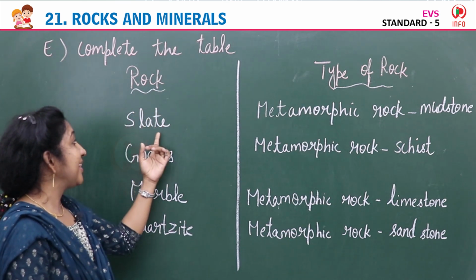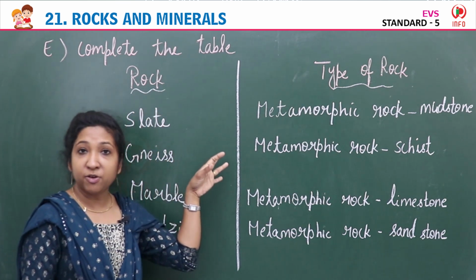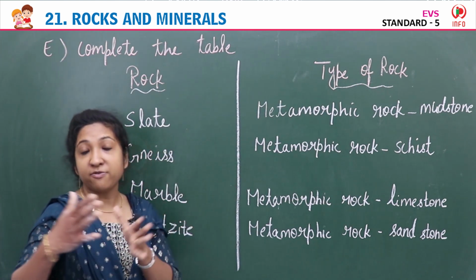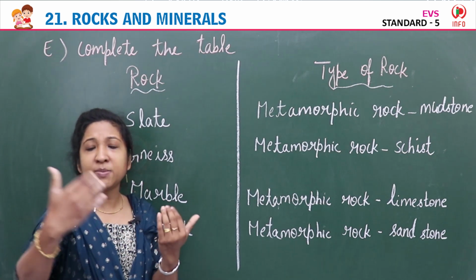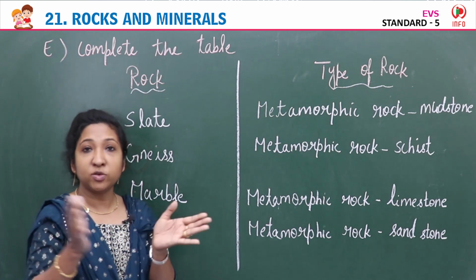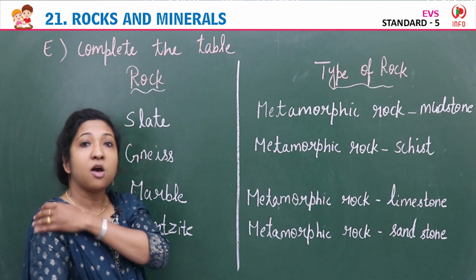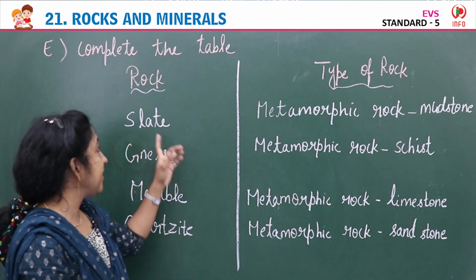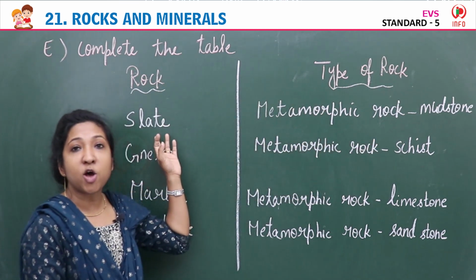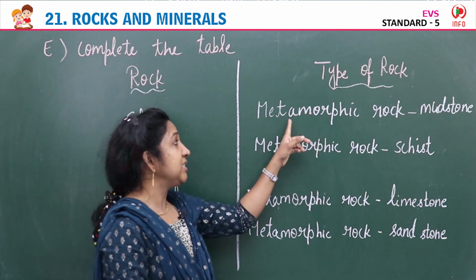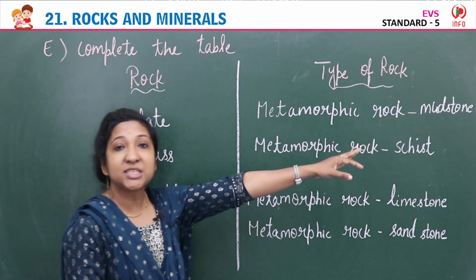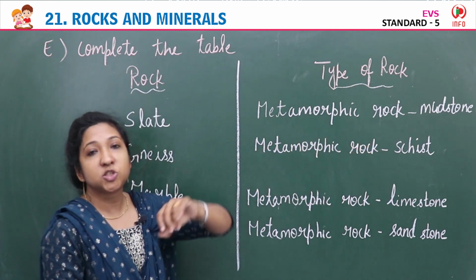Okay, so rock, slate. Slate is an example of metamorphic rock. I already told you, metamorphism means change or modification. So due to heat and pressure, igneous rocks and sedimentary rocks undergo changes, and this leads to the formation of metamorphic rock. And slate is an example of metamorphic rock. So slate, which type of rock is it? Metamorphic rock. It is formed from mudstone.